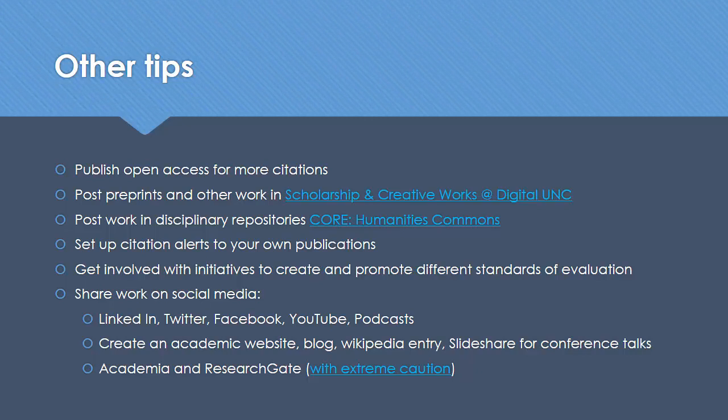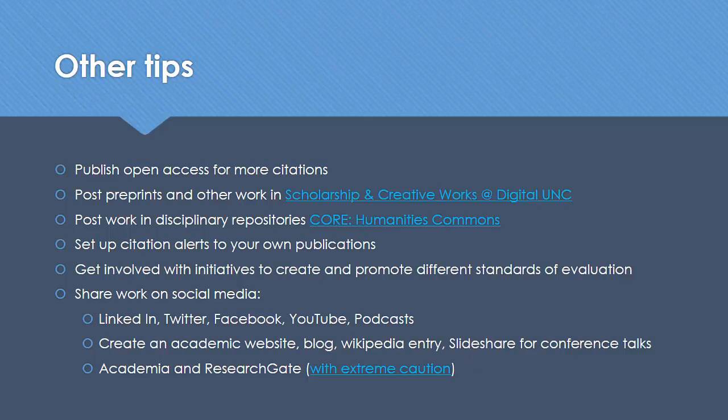Here are some other tips for telling your research story. So publishing in open access journals is a great way to get your work out there and accessible to other researchers and cited. UNC has a faculty publication fund that can assist in this endeavor. UNC also has Scholarship and Creative Works at Digital UNC, which is an open access repository where students' and faculty work are featured. There are also disciplinary repositories available.